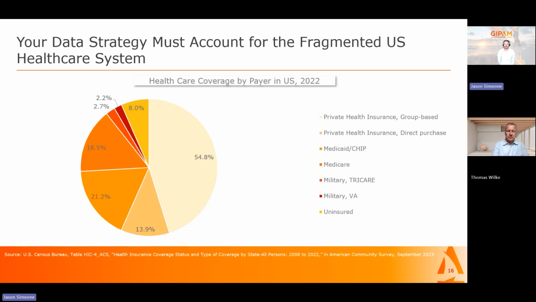Depending on the type of data that you are using, you may be missing certain parts of the United States population, and you have to think whether those missing people from your study are relevant for your indication, for your intervention that you're planning to bring to market. Typically, the claims databases that we use are derived from group-based insurance.